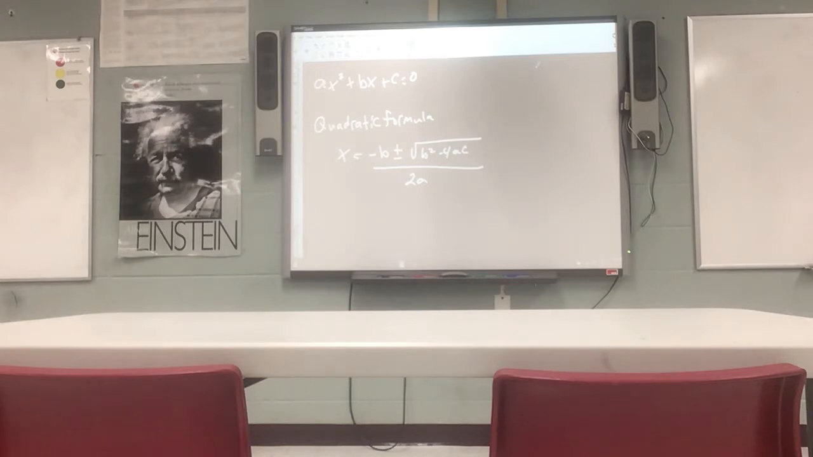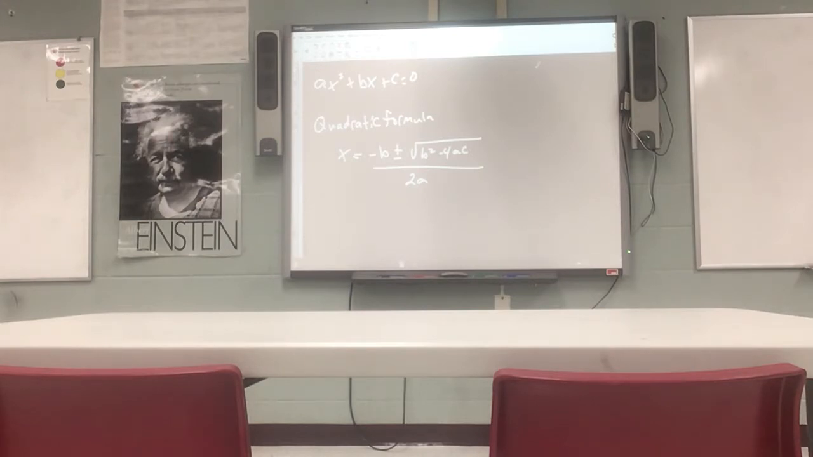We've done factoring, we can solve by factoring, we can even solve by graphing, because we can find where it crosses the x-axis on the graph. We solve by square roots, we solve by completing the square, and today we're going to solve by the quadratic formula.